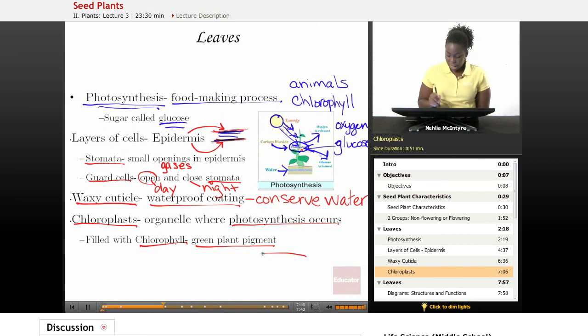So chloroplasts are kind of like this, I wish I had green. They're kind of like this organelle, and they're filled with chlorophyll.